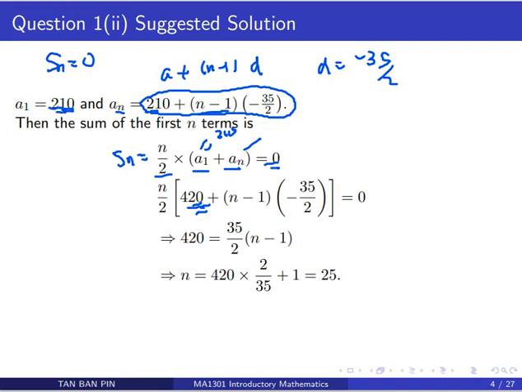Then after that, you can cancel n over 2 because the product is 0 and n is not equal to 0. So it's 420 equal to, you just bring this part to the right hand side. The minus sign brings over to become 35 over 2 times n minus 1. And then you solve for n. n is 25.